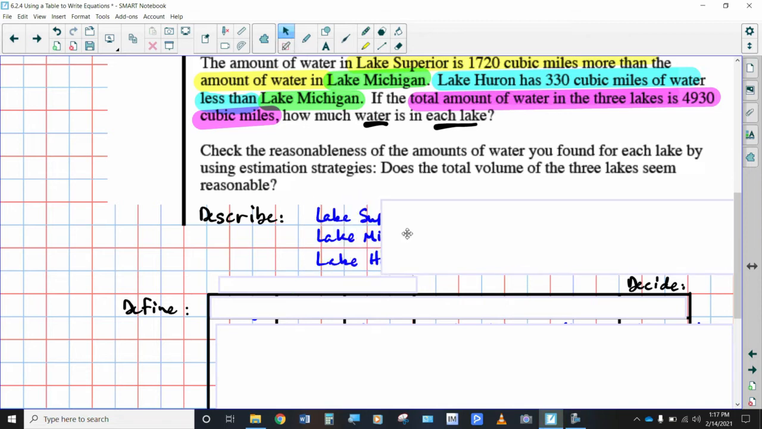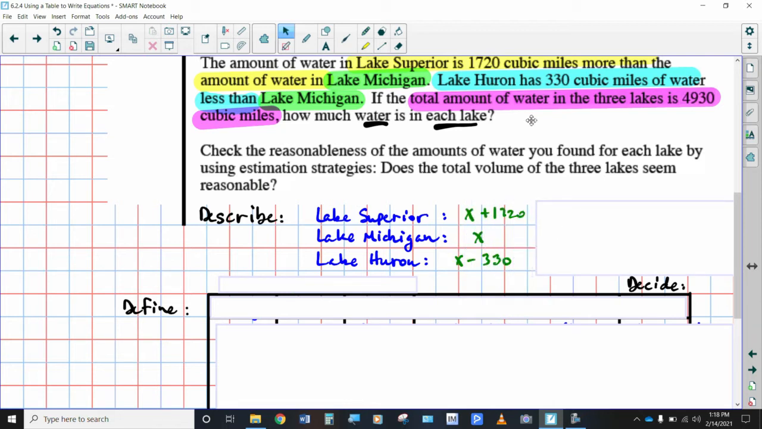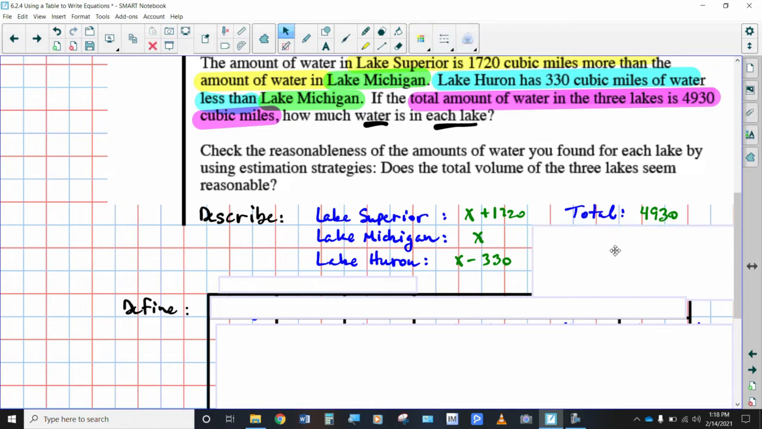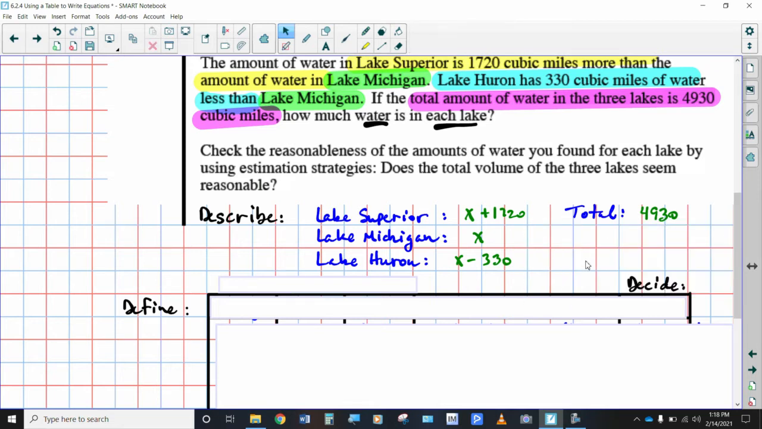So you got your 3 lakes, right? Lake Michigan, Lake Superior, and Lake Huron. If we make Lake Michigan our X, then Lake Superior would have to be X plus 1720, since this has 1,720 more cubic miles of water than Lake Michigan, and Huron has less water, right? 330 cubic miles less, so that's X minus 330. We also need to acknowledge the total, which is 4,930 total cubic miles if you were to take all the water from all 3 lakes.